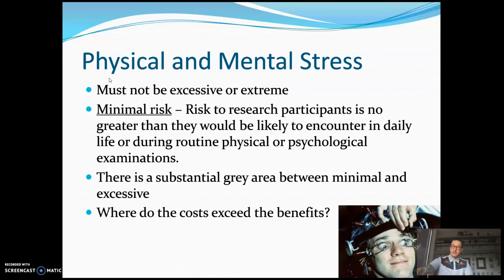Minimal risk. We want to make sure we understand minimal risk. Minimal risk is essentially the amount of stress that you can put a participant through in your research. And if you look at the definition, it tries to be very linear, but in fact it's not. The risk to research participants is no greater than they would be likely to encounter in daily life or during routine physical or psychological examinations. That is a wide, wide door to walk through. Nothing but subjectivity right there. What you want to do is make sure that whatever risk they're exposed to, you can justify. Do not put them at a risk that is beyond what you can justify. I know that doesn't clarify things much either, but that's the mindset that you need to have when you're considering this.